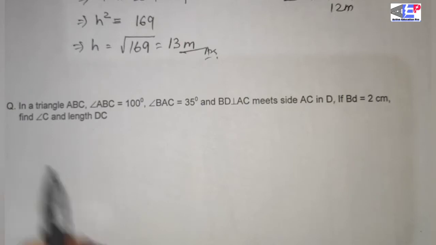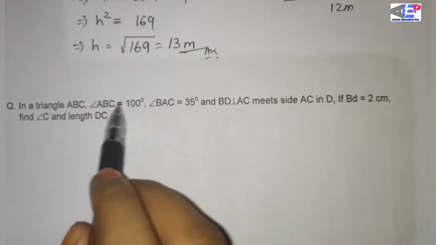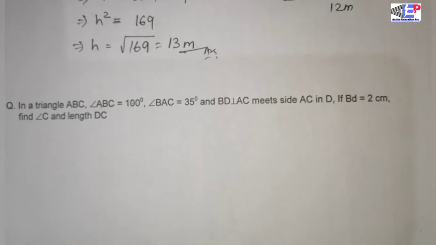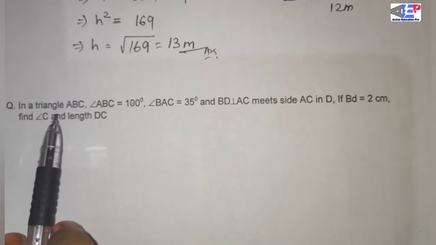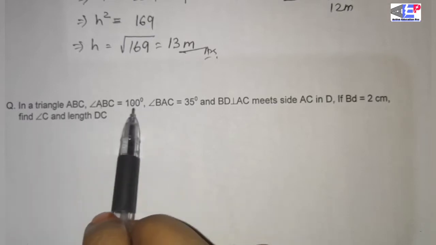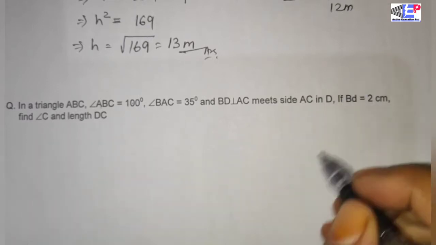Solve it quickly. So in a triangle ABC, angle ABC is 100 degree and angle BAC is equal to 35 degree. So first we have to draw a triangle ABC. It is not mentioned that ABC is a right angle triangle. It's just a triangle. It doesn't mean right angle triangle, acute angle triangle, equilateral triangle, or isosceles triangle. No, just a simple triangle ABC, where angle ABC is 100 degree and angle BAC is 35 degree. So draw the image.